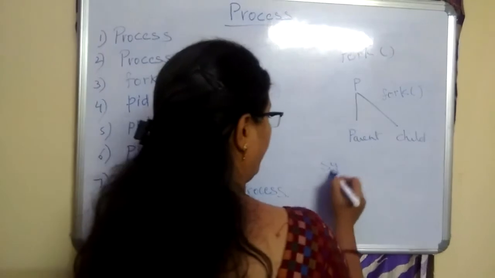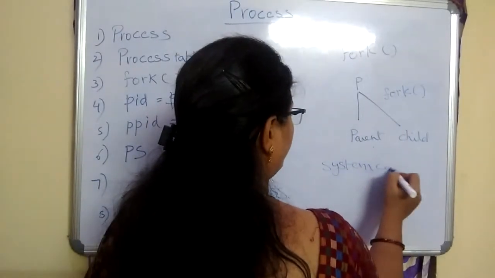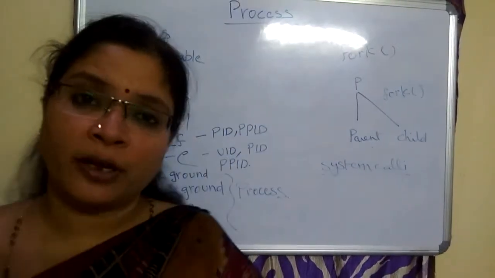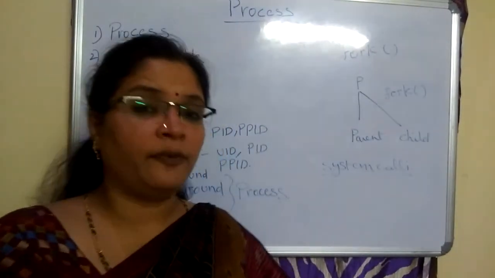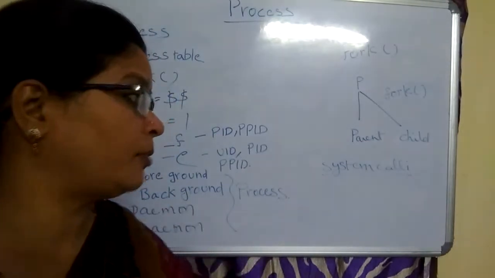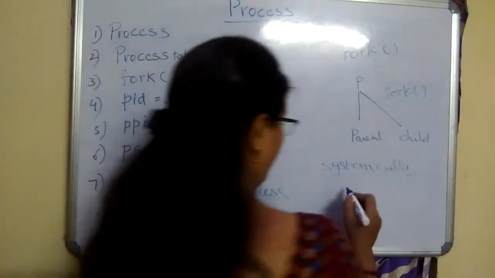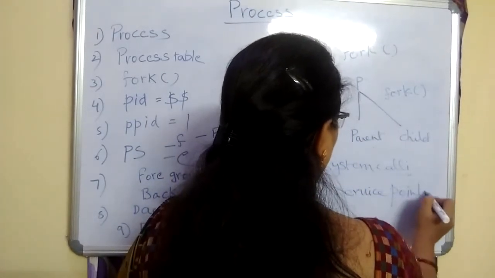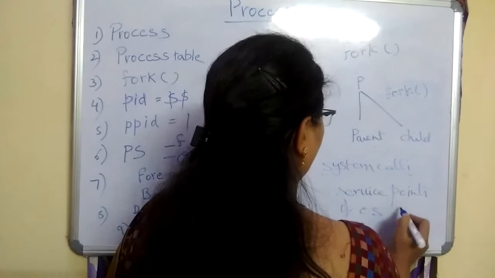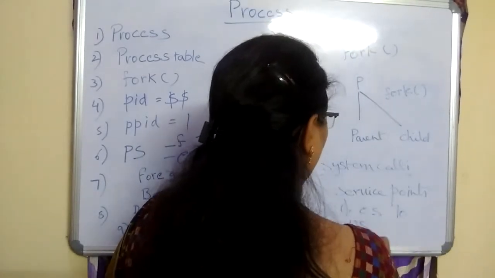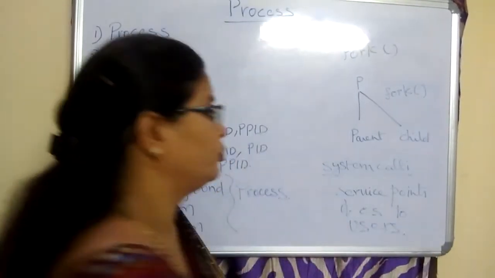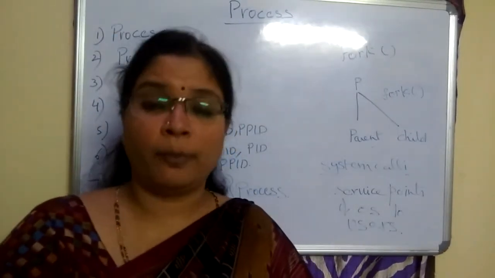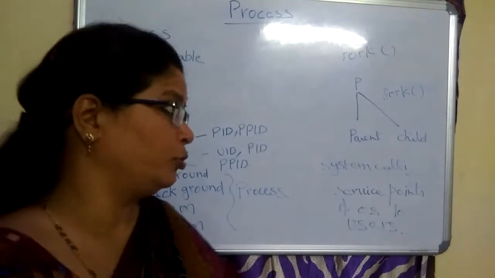We have seen it already. What is the system call? Actually, the operating system offers some set of services to the users. These service points offered by the operating system are called system calls. They are defined as the service points of the OS to users. So, a system call can be defined as services offered by the operating system to the users.